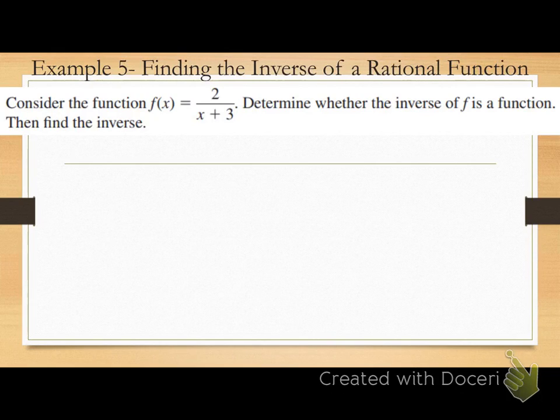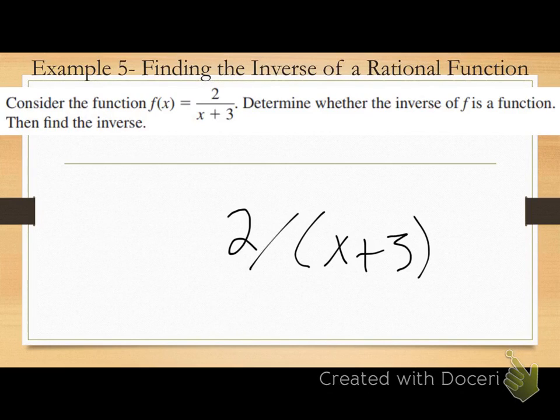There's this thing called the horizontal line test. If my horizontal line only hits one point at a time on the graph, then I know its inverse is a function. If it hits more than one point at a time, I know it's not a function. Okay? So be careful with how you type this in. I'll type it in like this: 2 divided by x plus 3 in parentheses. That's how I'm going to type it in my calculator. Type it in exactly like that.